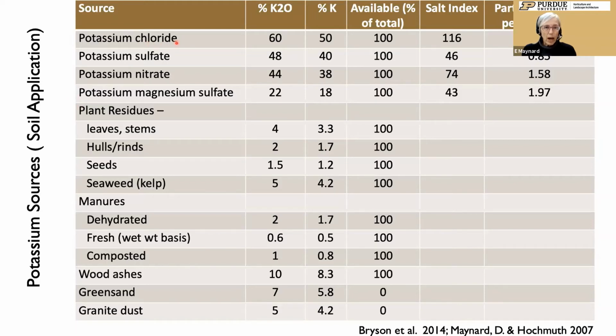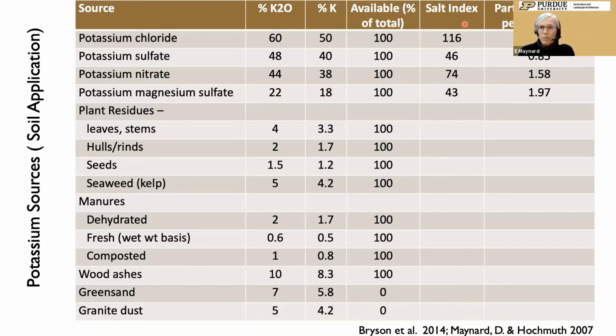We have potassium chloride is 60% potash, potassium sulfate 48%, potassium nitrate 44% potash, and it also has nitrate, and then potassium magnesium sulfate at 22%. All of these have readily available potassium. The salt index varies in them. And the salt index is important if you have a soil that's likely to be too salty and so injure your crops or inhibit seed germination through a high salt index, high salinity.